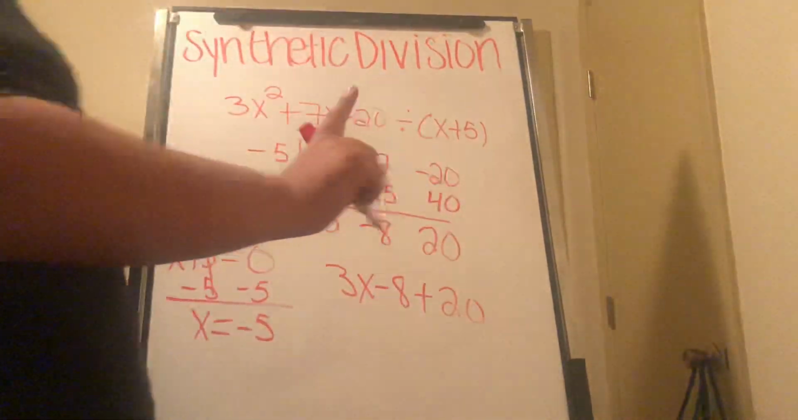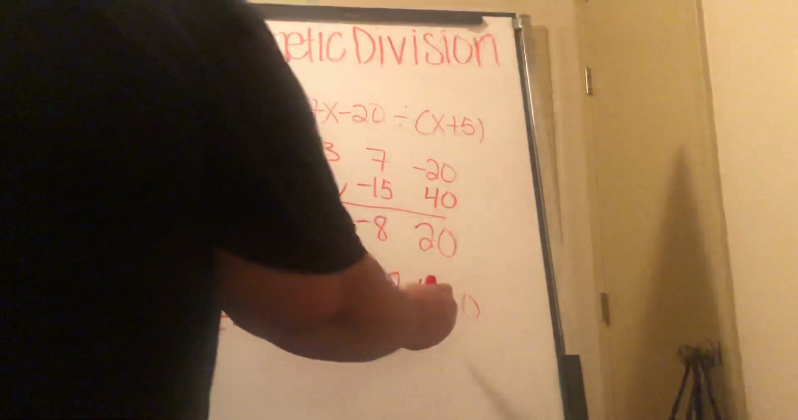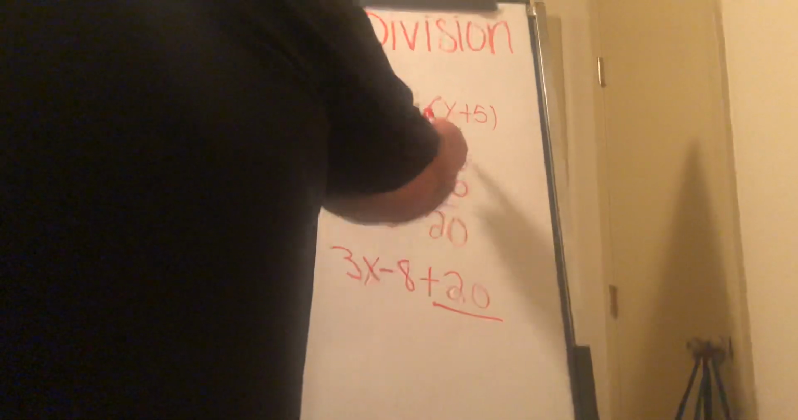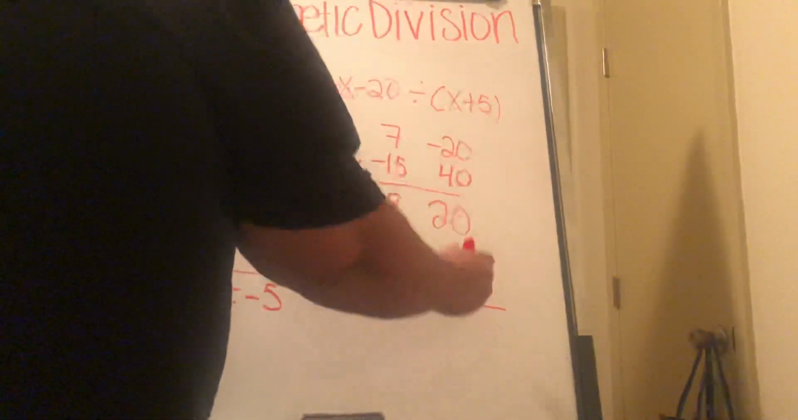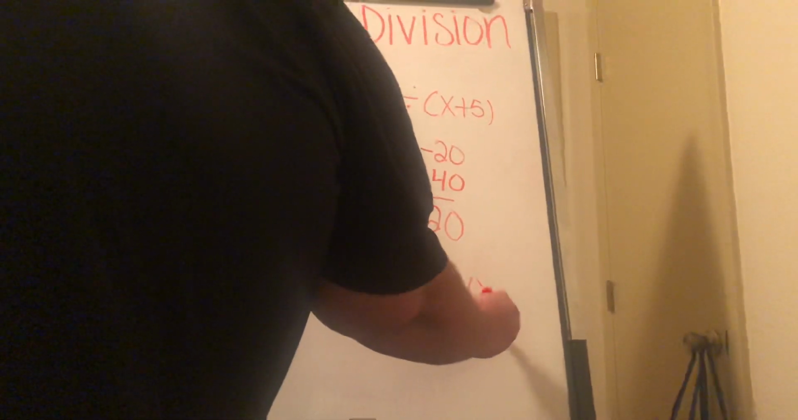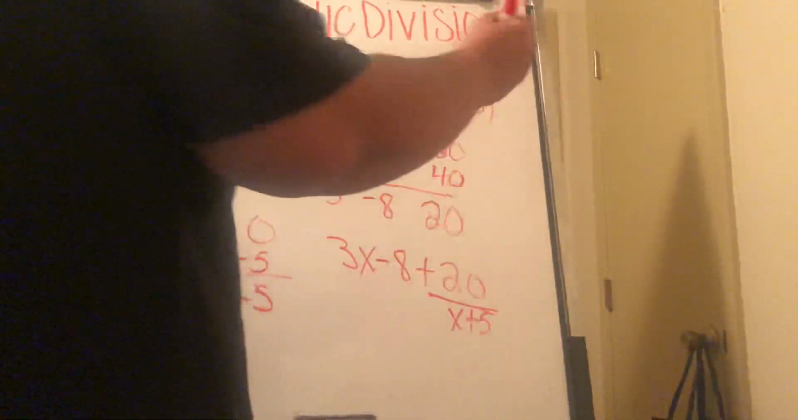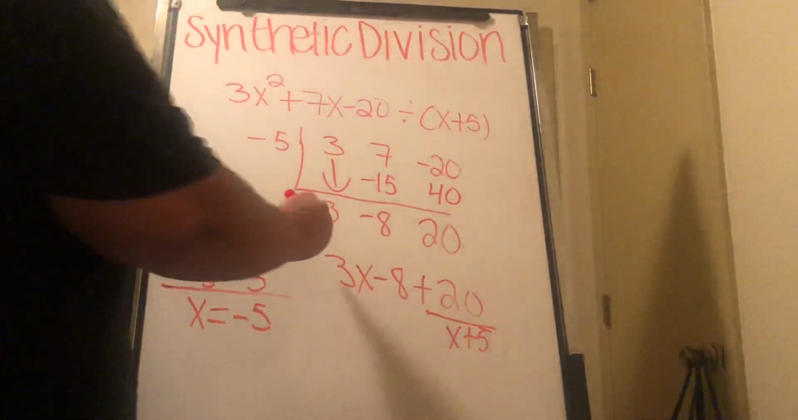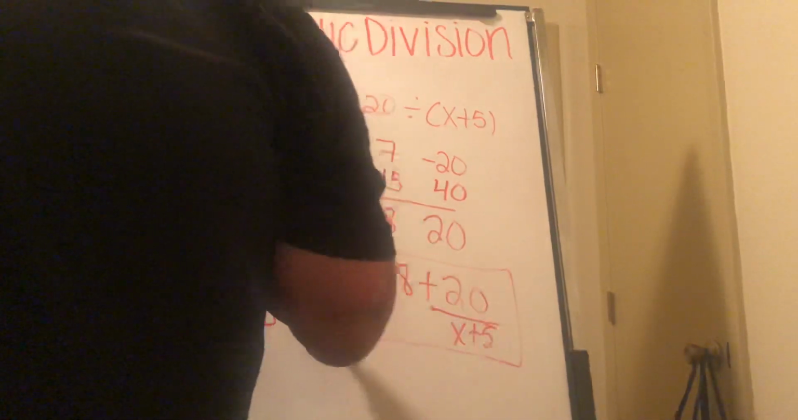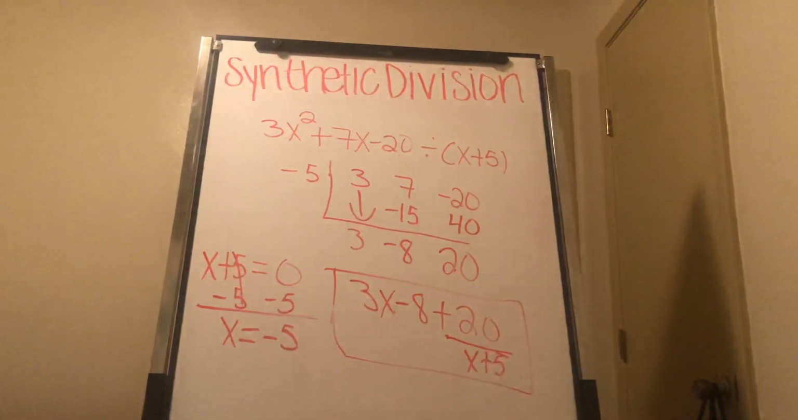But since it's not a factor, you're going to divide that by the one that they give you, x plus 5. Don't get scared, guys. You don't have to do nothing to that. Box it, and you're done.